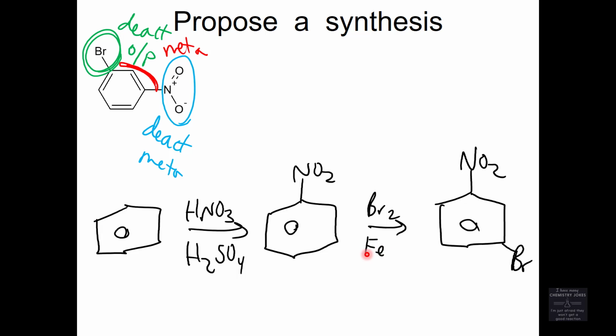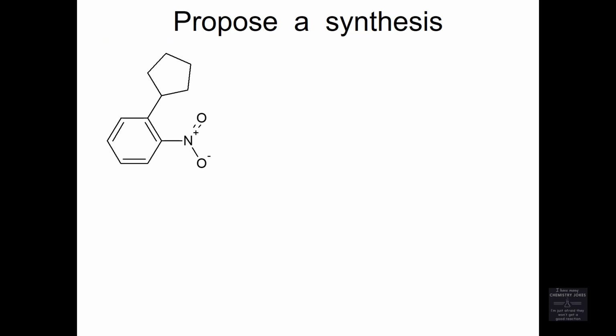You might be looking and say, isn't that supposed to be Br3? Well, Br3 is not really a stable compound, so you actually just put liquid Br2, red liquid stuff, and some iron shavings. You just shave a little bit of metal iron into your flask, and it will in situ create FeBr3, but you can write FeBr3, whatever. Okie dokie.